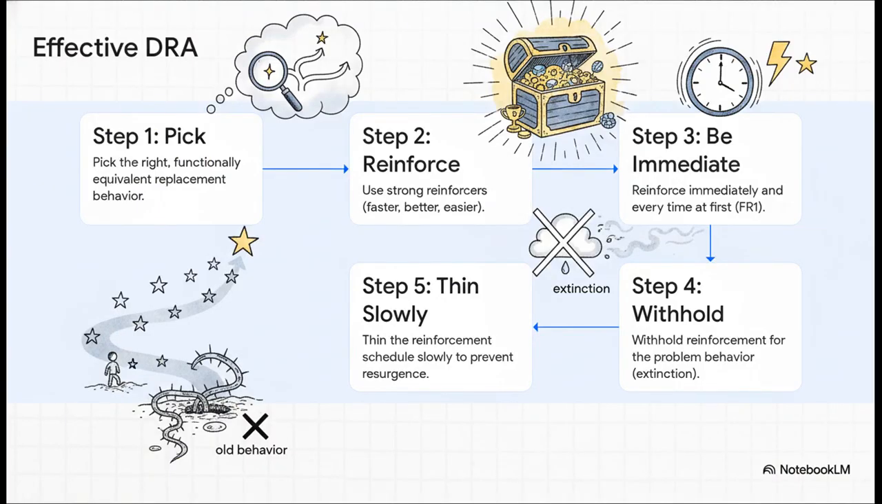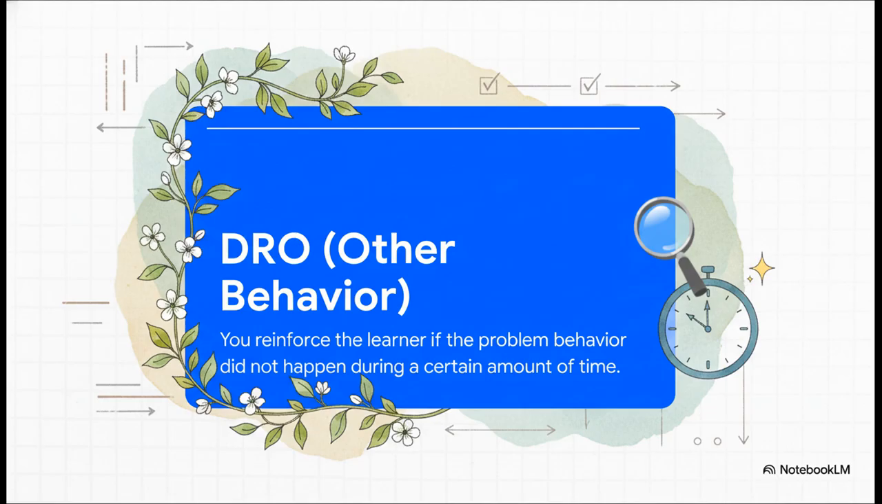Okay, listen up, because these 5 steps are pure gold for exam questions. First, you have to pick the right replacement, one that works just as well. Second, use really powerful rewards. Make the new behavior the best, easiest option. Third, you reinforce it every single time at first. Fourth, you put the old problem behavior on extinction. And fifth, and this is so important, you have to thin out that reward schedule very slowly. Otherwise, the old behavior might pop right back up. All right, on to our next stop, DRO.